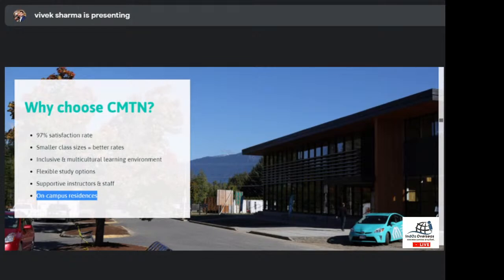If we talk about the job availability in this particular region, Northwest British Columbia, Terrace is not a very big city like Toronto or Vancouver, but job opportunities are quite higher in this region. The reason behind that is there are lots of industries active. Number one is the mining industry, related to oil and gas. So there are lots of mining companies.